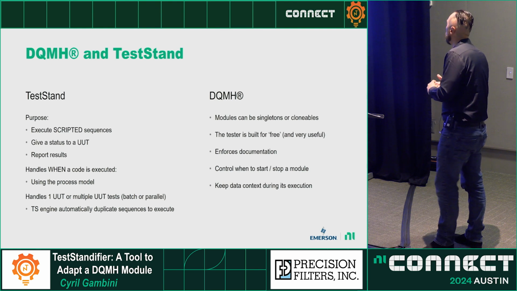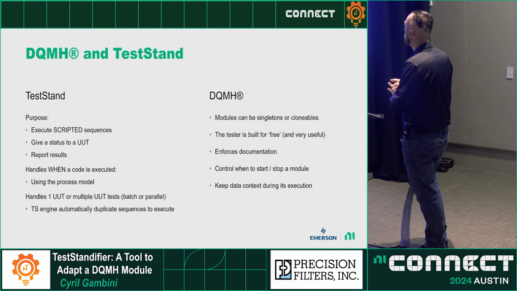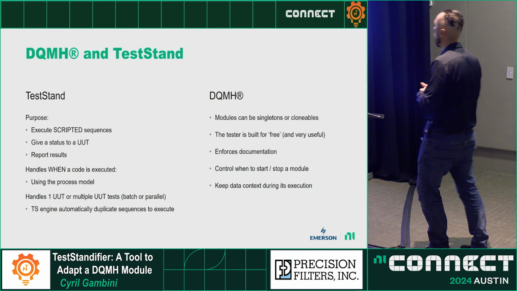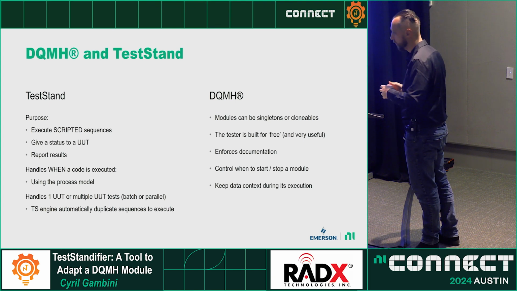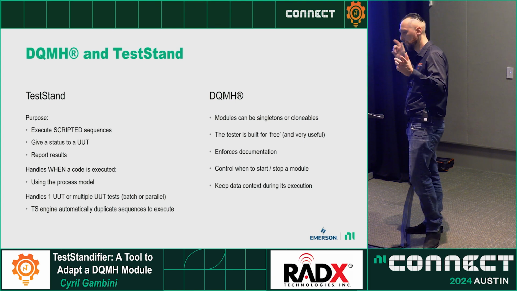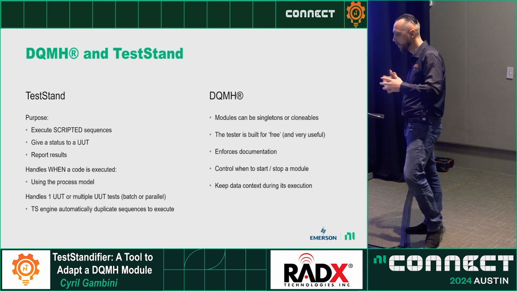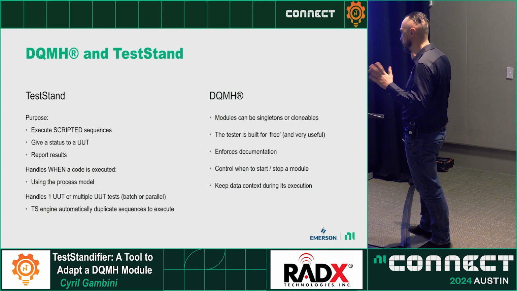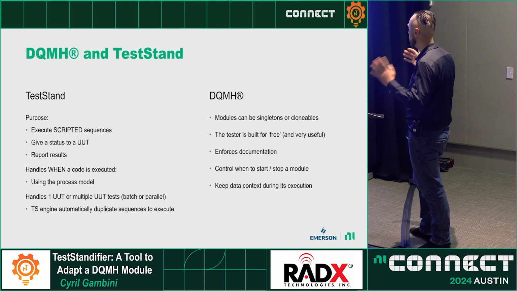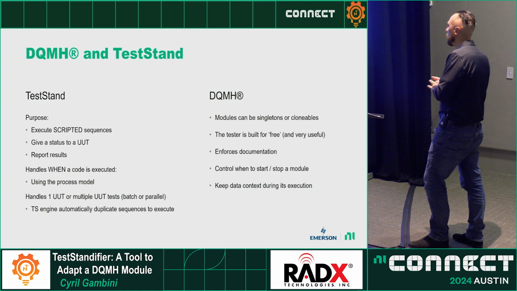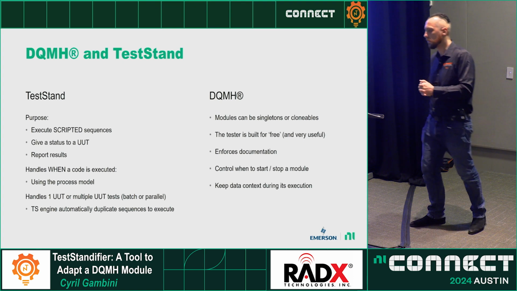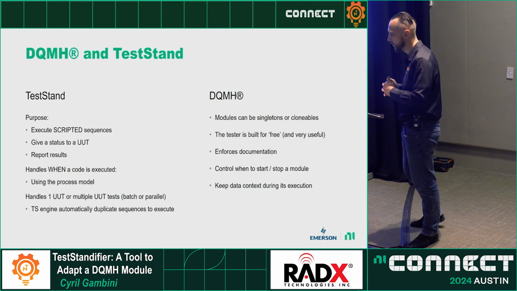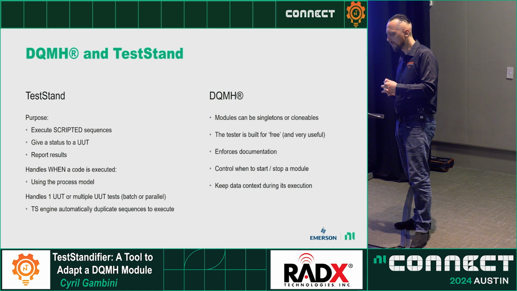DQMH modules can be singletons or clonables. This is to make a parallel to the number of UUTs that you can actually handle with TestStand. So one UUT, you can think of singleton, for example. Maybe not true, but this is something that we can think of. Multiple UUTs, clonables. You know that the tester is built for free and is very useful, and this is something that maybe we will see that we can use from TestStand.